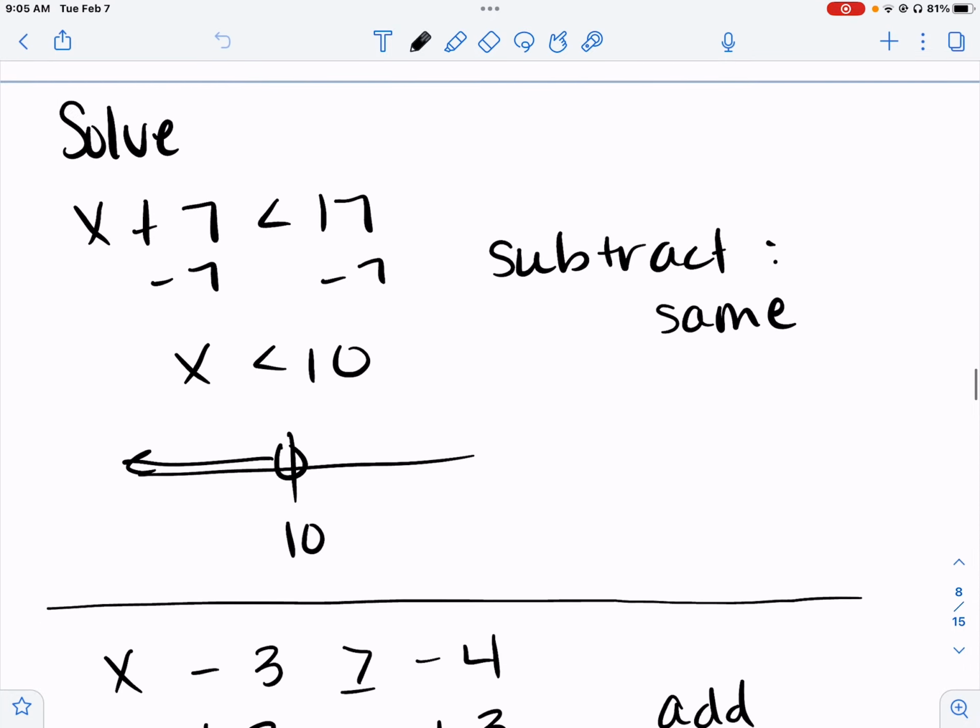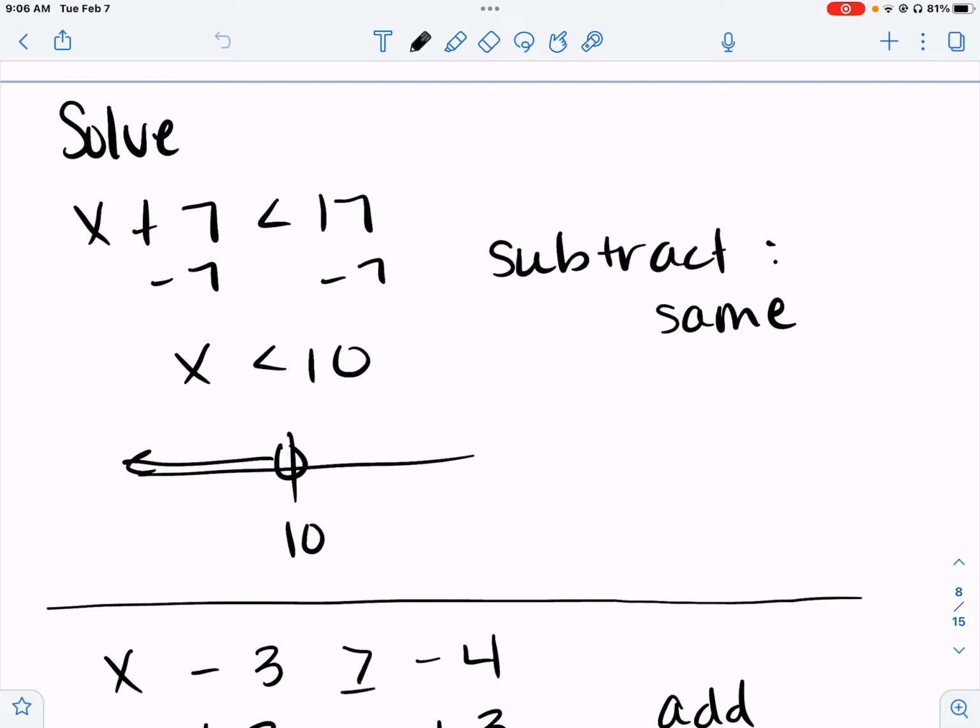Okay, so solve x plus 7 is less than 17. We subtract 7 to undo add 7. So we get x is less than 10. Less than means go to the left. 10 is not less than 10.